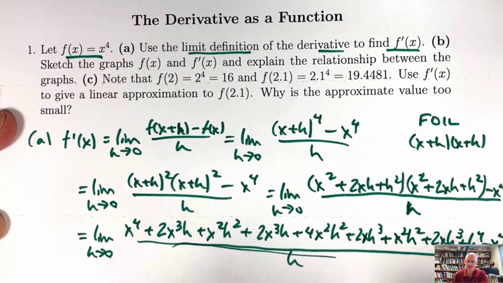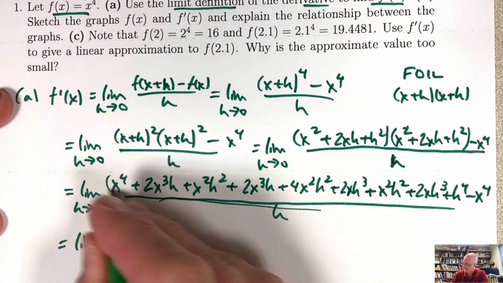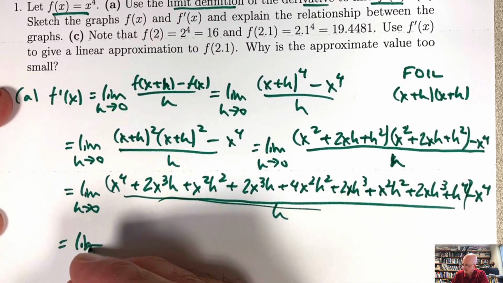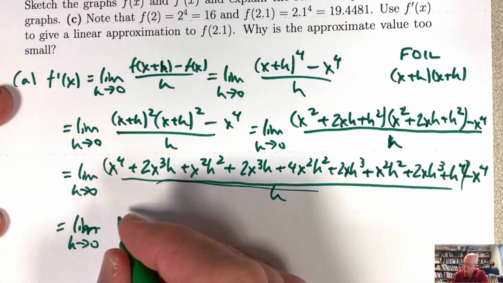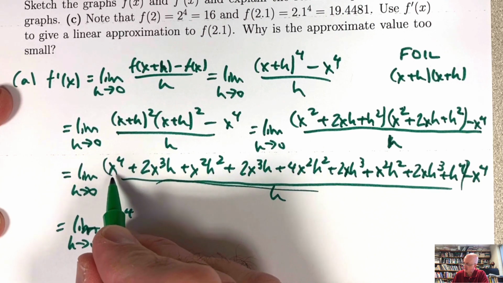I could cancel the x to the fourth right away, but I think I'm going to simplify this expression here first, just to emphasize what you would get if you used Pascal's triangle. Limit as h goes to 0 of combine like powers of x. We've got just one term that involves x to the fourth.